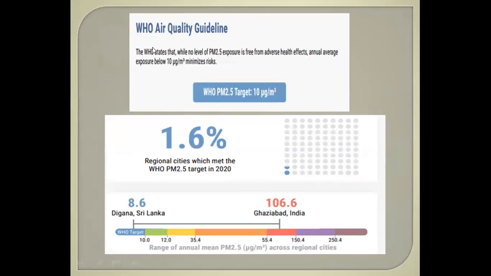WHO air quality guideline. The WHO stated that no level of PM 2.5 exposure is free from adverse health effects, and annual average exposure below 10 micrograms per cubic meter minimizes risk. Therefore, the WHO target is to achieve a PM 2.5 of 10 micrograms per cubic meter. But in 2020, only 1.6% of regional cities met the WHO particulate matter 2.5 target.